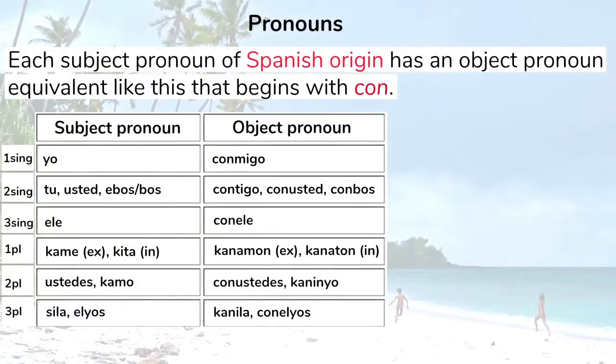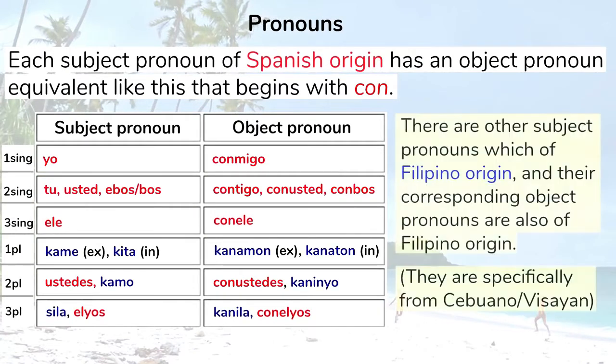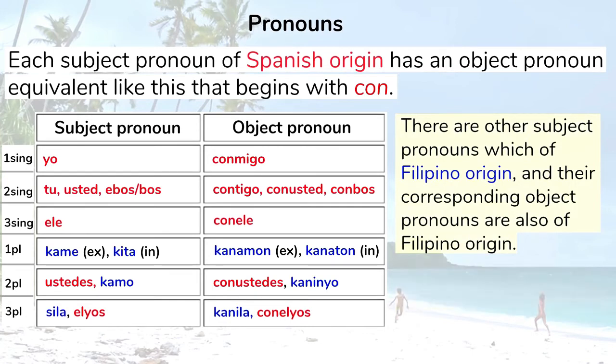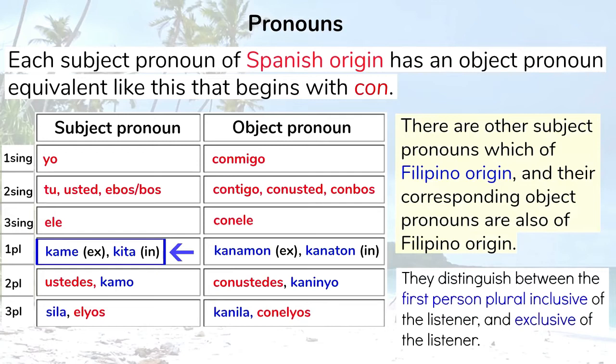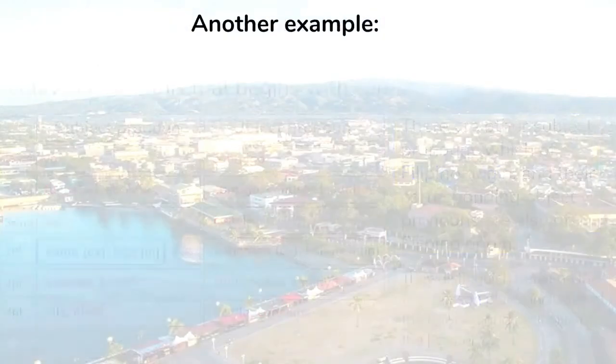All of the subject pronouns of Spanish origin have an object pronoun equivalent like this that begins with con. There are other subject pronouns of Filipino origin, and their corresponding object pronouns are also of Filipino origin. Some pronouns might come from Filipino languages because they communicate something that the Spanish pronouns couldn't communicate. Notice, for example, the first person plural pronouns kame and kita, which come from Visayan. Some Austronesian languages, including some languages of the Philippines, distinguish between the first person plural inclusive of the listener and exclusive of the listener.